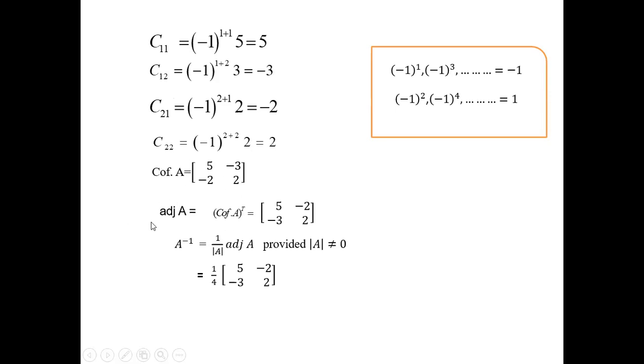We know the formula: the adjoint of A equals the transpose of the cofactor of A. We write it by using the transpose, interchanging rows into columns and columns into rows. Then A inverse equals 1 by determinant A. We have already found determinant A equal to 4. We substitute determinant A equal to 4 and we substitute the adjoint of A. Here we get the A inverse.